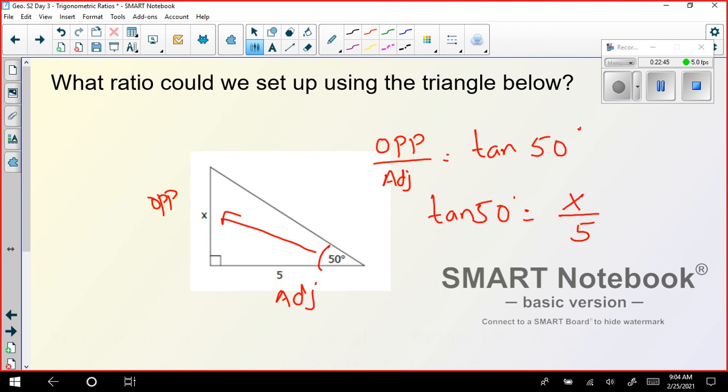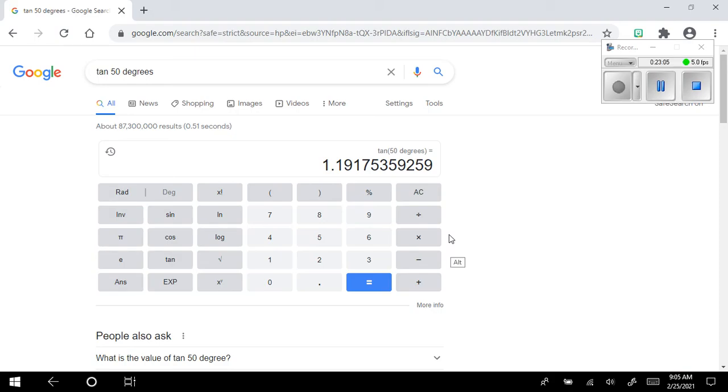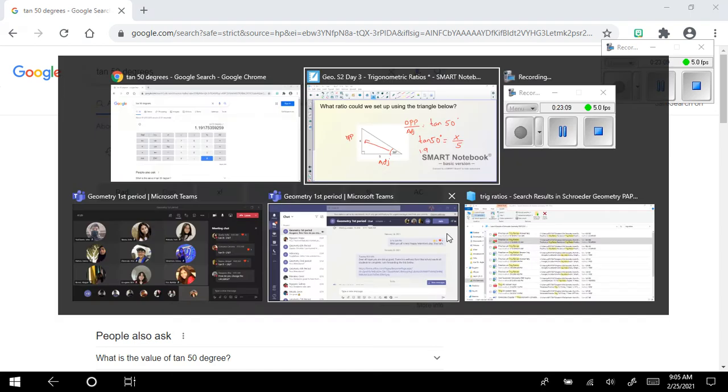Okay. Now, all of you use your calculator. Make sure it's in degrees and try to find tan 50 degrees. I'll give you exactly 30 seconds. So tan 50 is nothing but 1 point, I'm just rounding to the third decimal place, 1.192.